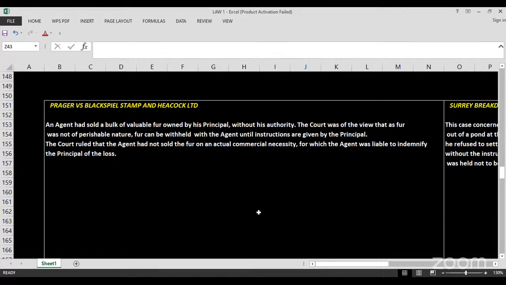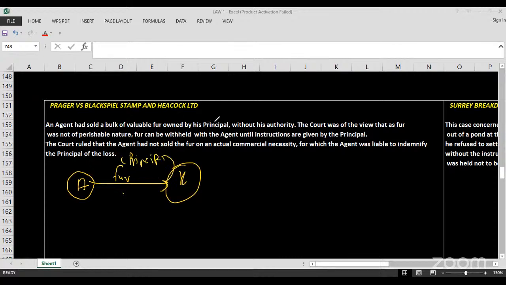Right. Peggy versus Black Stamp and Heacock Limited. So what about this? An agent has sold a bulk of valuable fur owned by his principal. Now this agent has sold fur to some person, let's say X. This fur is owned by the principal. The principal's fur was sold by the agent without his authority. Now he has sold fur to X without the principal's authority. The principal hadn't told him to sell it, but he has sold it.